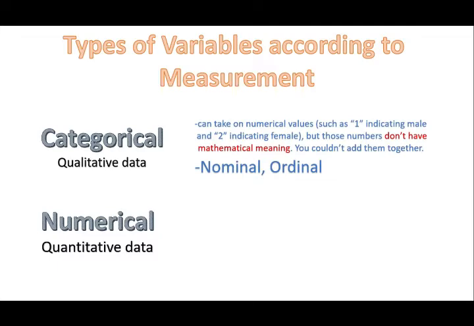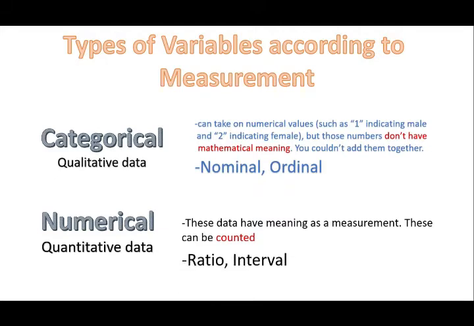What about numerical data or numerical variables? These variables have meaning as measurements. The values that they have can be counted. Meaning, we can measure them. Examples of these, under the subcategories, are ratio and interval.